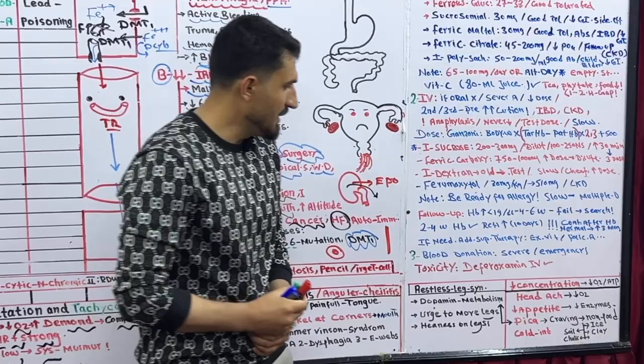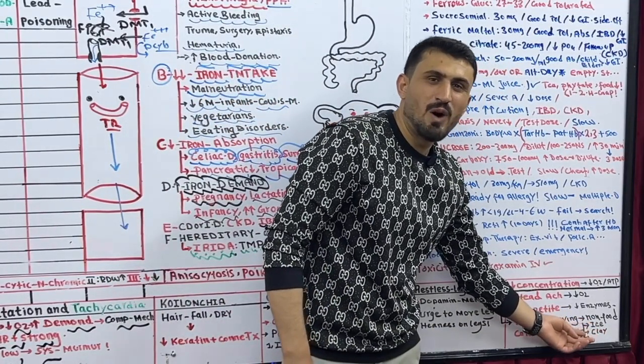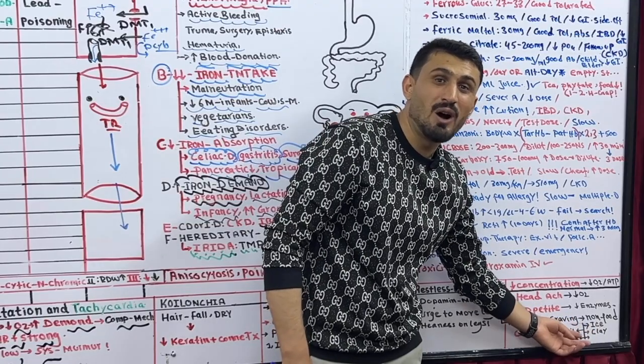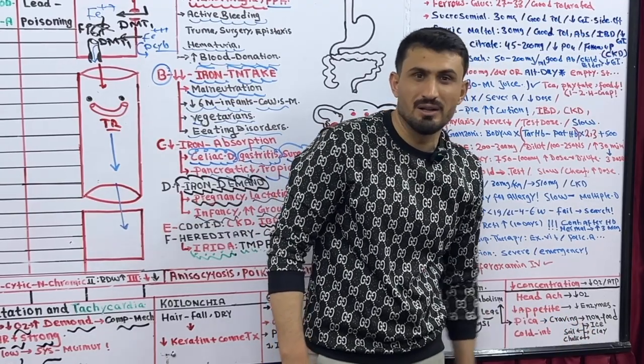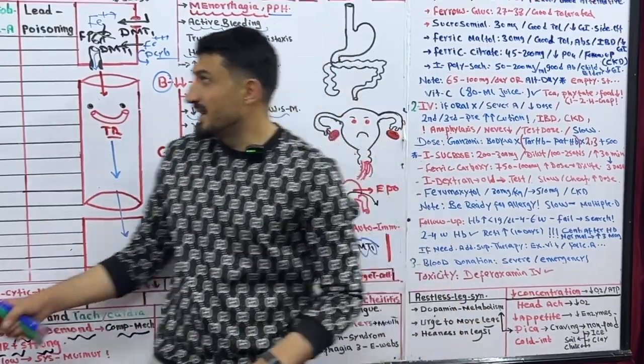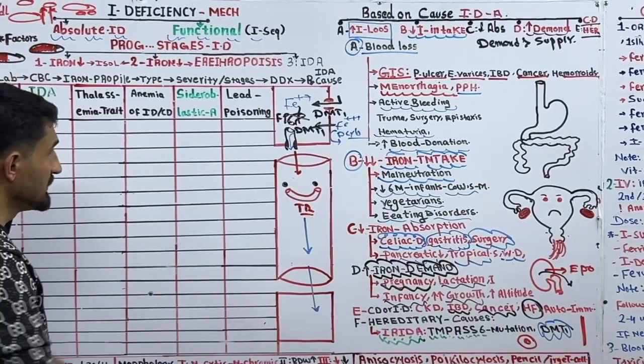For example, the patient wants to eat ice. The patient wants to eat clay, soil, or chalk. These are called pica. Got it? So these were all about the signs and symptoms of iron deficiency anemia.